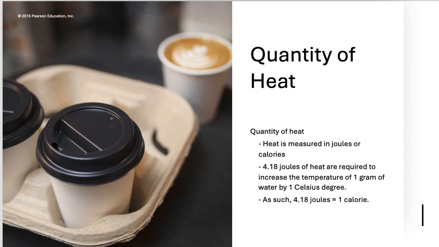Let's look at the quantity of heat. The quantity of heat is measured in units of joules, or J for short, or calorie, which is abbreviated CAL. There are 4.18 joules of heat required to increase the temperature of 1 gram of water by 1 degree Celsius. As such, we have a conversion. 4.18 joules is the equivalent of 1 calorie. Similarly, 1 calorie is equal to 4.18 joules.